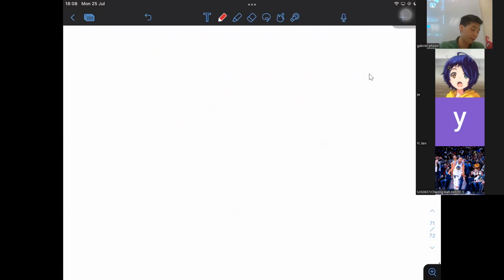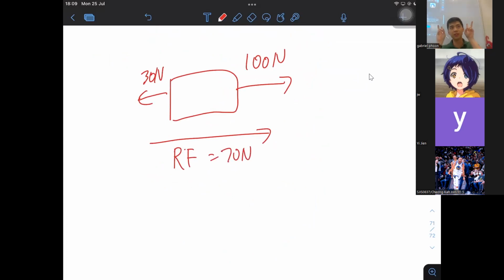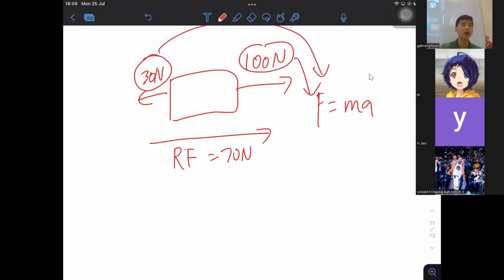For those who have forgotten, resultant force is just the extra force acting on an object. For example, if I have 1000 newtons here and 30 newtons here, my resultant force is obviously towards the right, right? So whenever we say resultant force, it's just a fancy term to say how much extra force is acting on it. And when we do the F equals to MA calculation, guys, a lot of students sometimes substitute this into here or they'll substitute this into here.